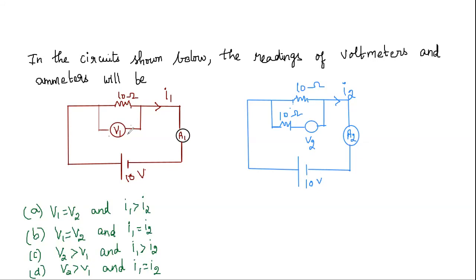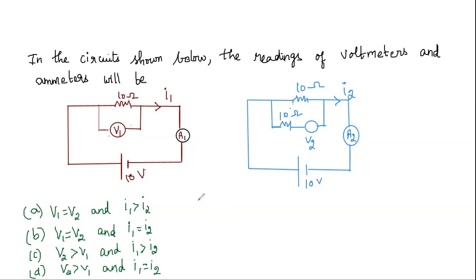It should be infinite actually. So for this ideal voltmeter, the resistance should be infinite. For an ideal ammeter, the resistance should be 0. So in this case, when the resistance of this voltmeter is infinite, there won't be any current flowing through this branch. So you have to find out I1 based on Ohm's law.